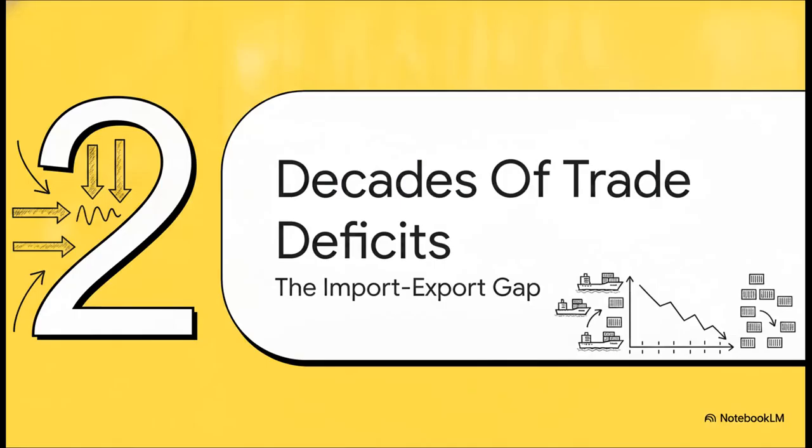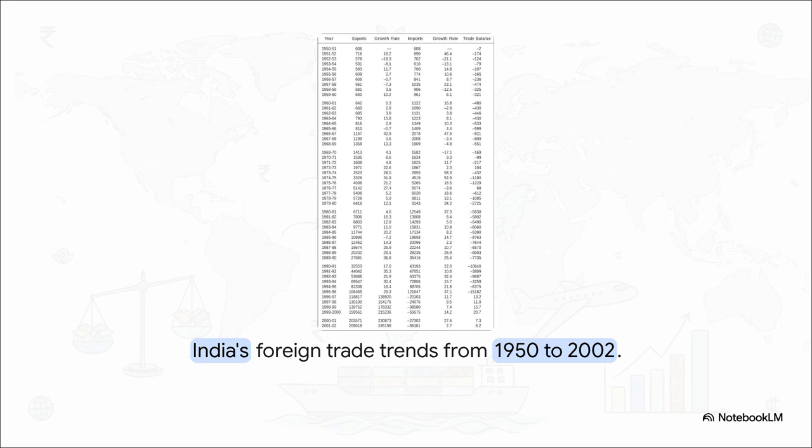Moving to part 2, decades of trade deficits, tracking the import-export gap. Now this brings us to the central theme of India's modern economic history. When you track the data spanning over 50 years, the sheer scale and volatility are wild. With only a couple of tiny exceptions in the 1970s, India's imports have consistently and heavily outpaced its exports. That makes it what we call a perennially trade deficit country.